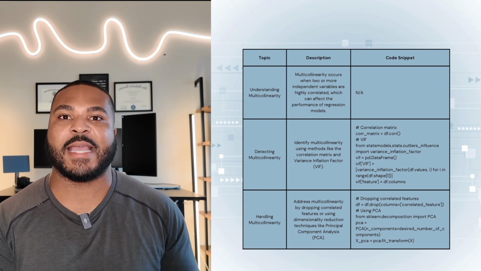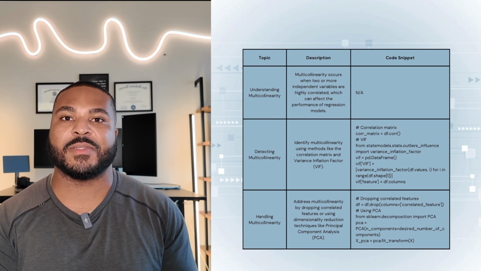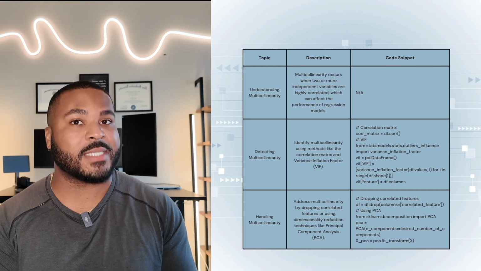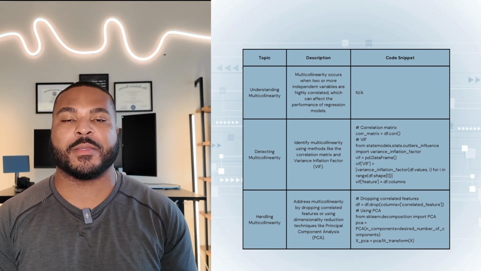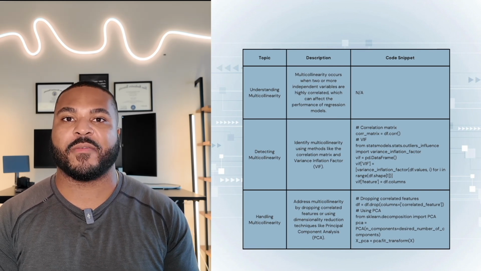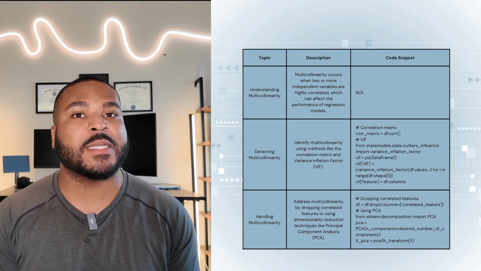This quantifies how much the variance of a regression coefficient is inflated due to multicollinearity. A VIF value greater than 5 or 10 indicates high multicollinearity. So the code snippet here calculates the VIF for each feature in the data frame DF, providing a measure of multicollinearity.